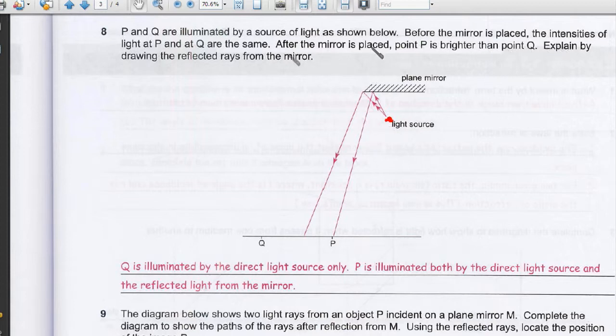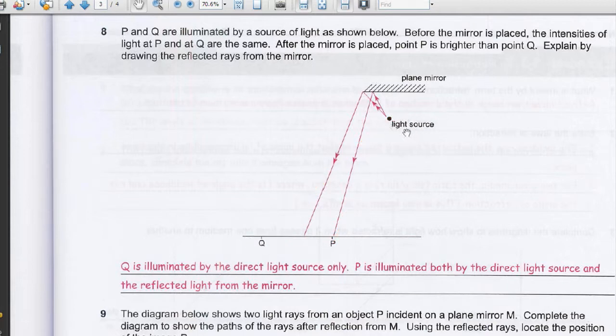It says that the intensities of light at P and Q are the same initially. Why is this so? This is because the light from the light source reaches P and it also reaches Q. It reaches both P and Q at equal intensity. So why is it that after placing the mirror, P will be brighter than Q? I'm going to explain to you why.